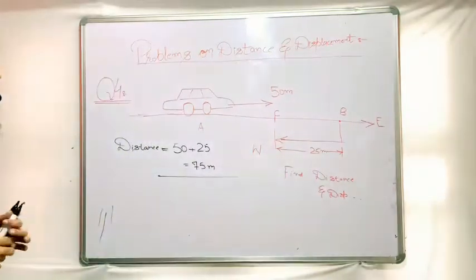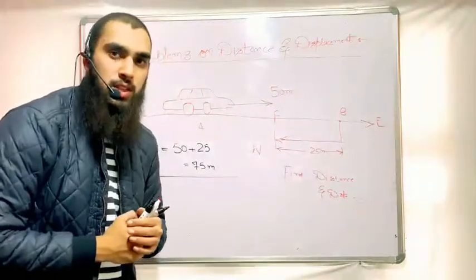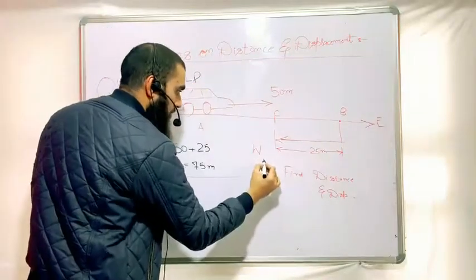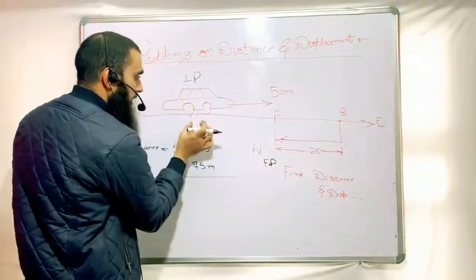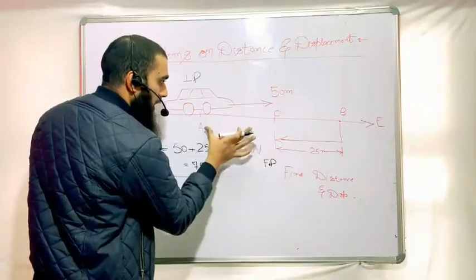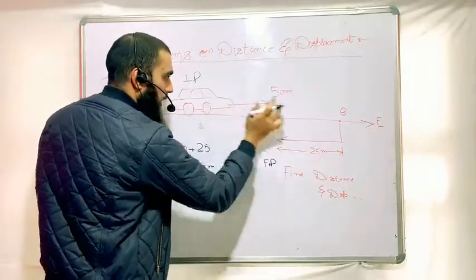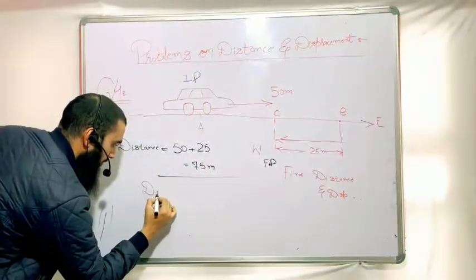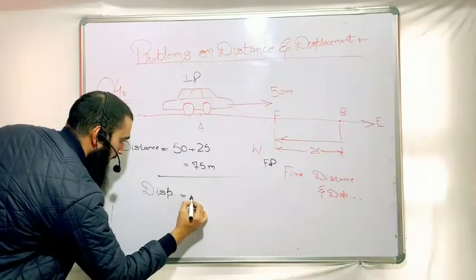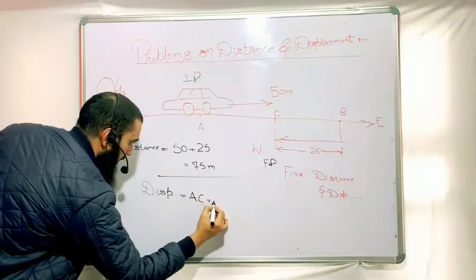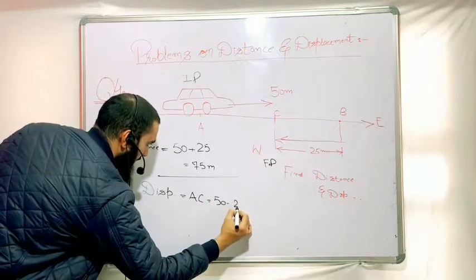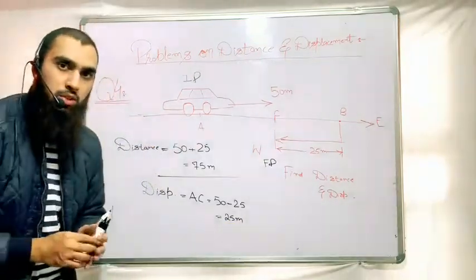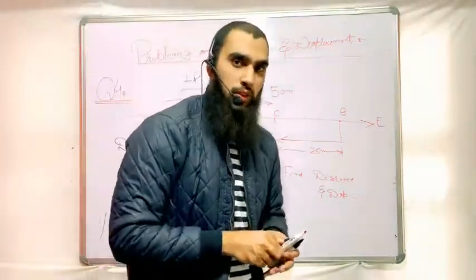Coming to the next part, that's displacement. Displacement simply means the shortest distance between the initial and final position. This is the initial position of the car and this is the final position of the car. The distance from point A to point C will be 50 meters minus this 25 meters. So displacement AC will be 50 minus 25, that is 25 meters. So displacement is 25 meters and the distance is 75 meters.